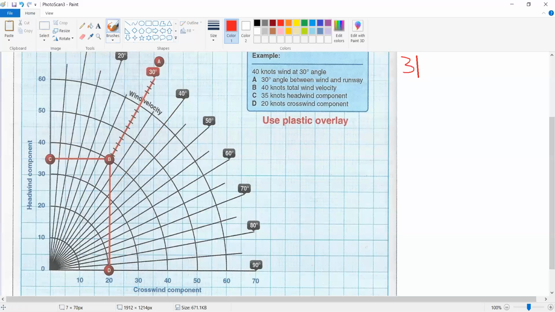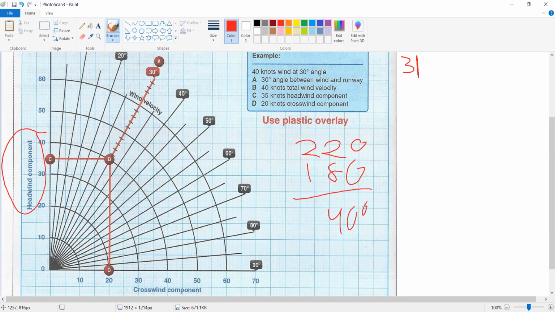Now 31, what is the headwind component? All right, now we're trying to solve this particular number. What is the headwind component for a landing on runway 18 if the tower reports the wind is 220? So it's the same problem, but reworded differently. We have, once again, 220, 180. We're left with 40 degrees. All right, so we're going down 40 degrees and at 30 knots again. We come down to 30 knots.